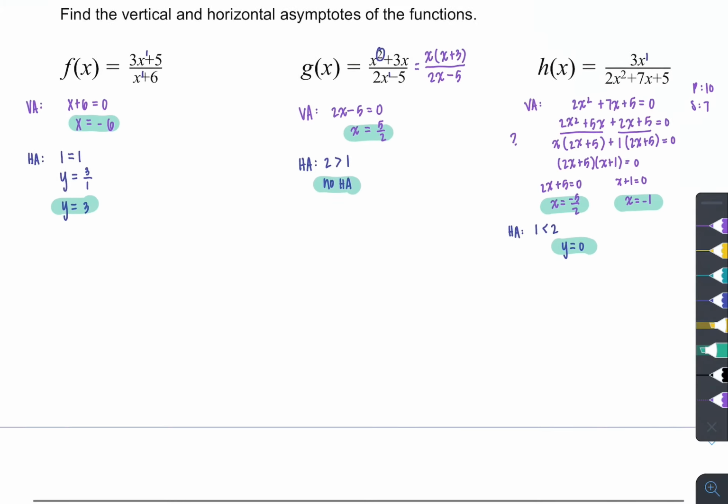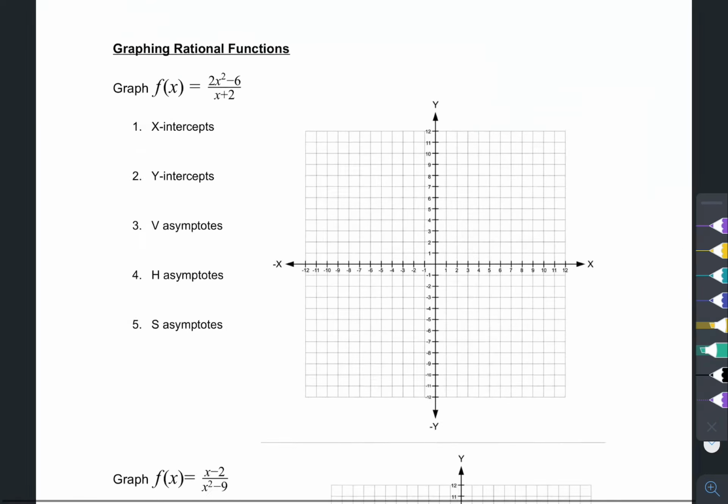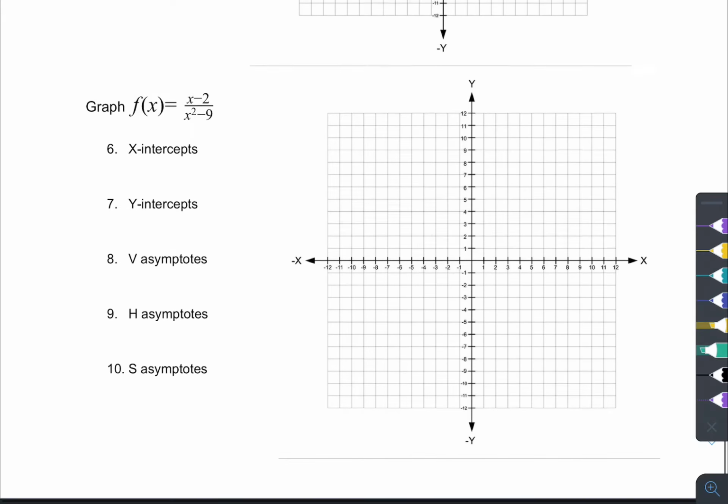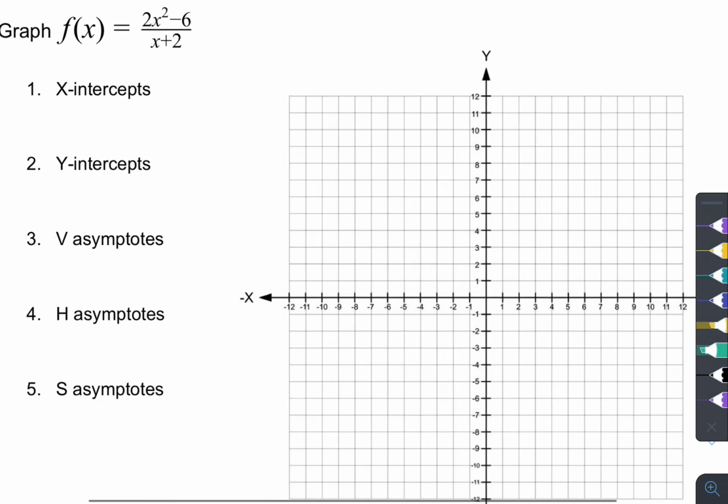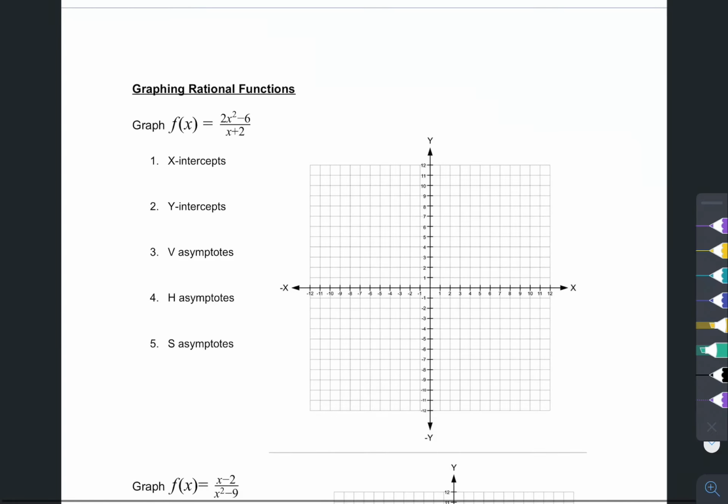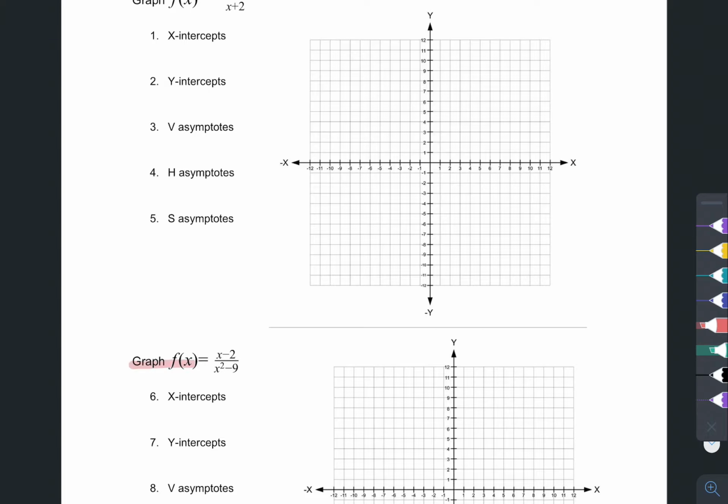Okay, so let's go ahead and graph one of these together, and then we'll do the other one in class together. I'm actually going to mark that now. So this one we will do in class.